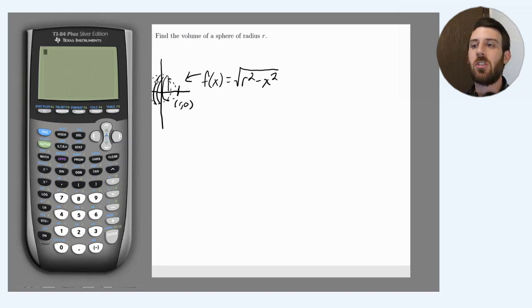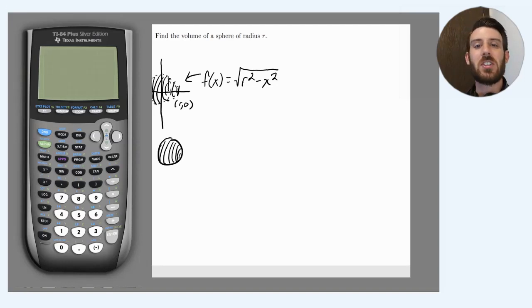So here you can see that we're rotating that around, and we've got a domain that we're considering. That negative r on the x-axis is where the circle touches down, and then we've got a positive r, which is on the right-hand side.